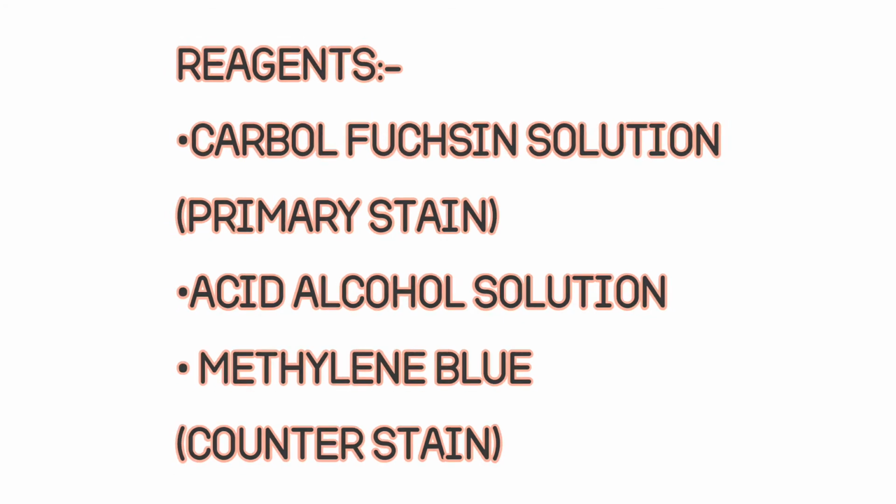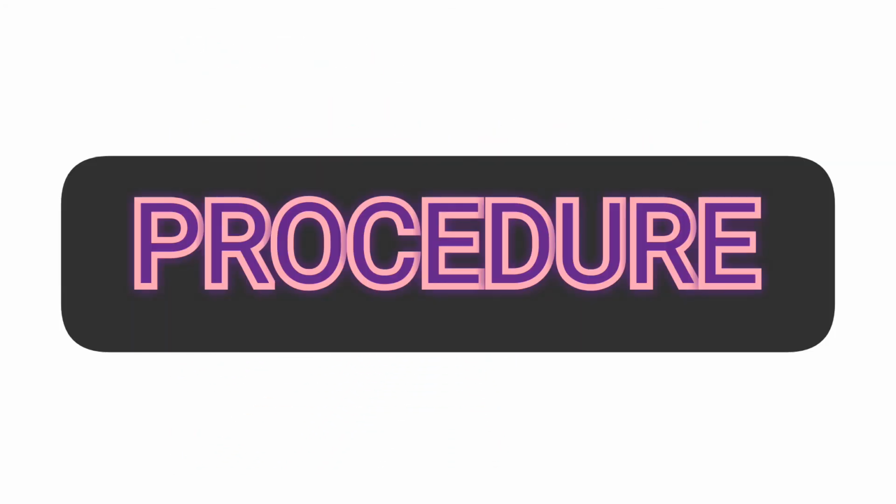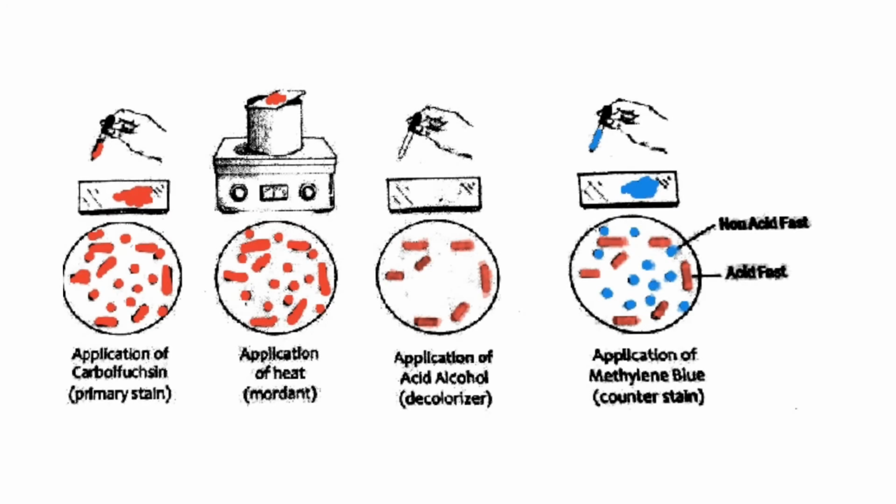Let's move on to the procedure next. Prepare a smear of the specimen using an inoculation loop on a clean glass slide. Just a thin uniform portion is needed. Next step is to air dry and heat fix the smear.